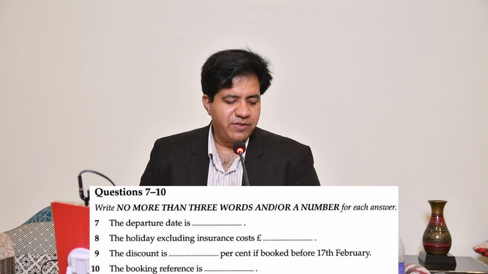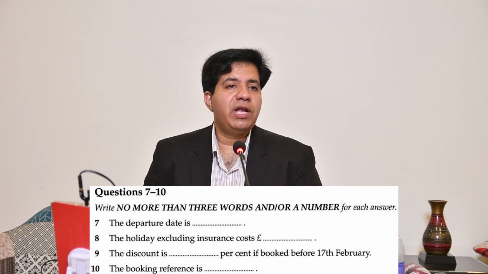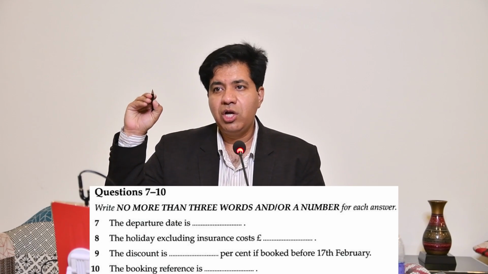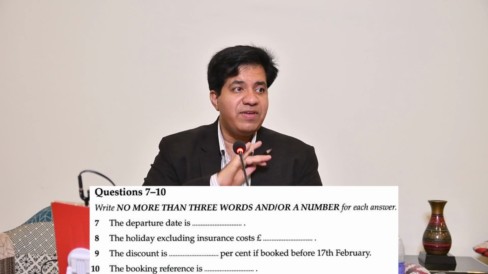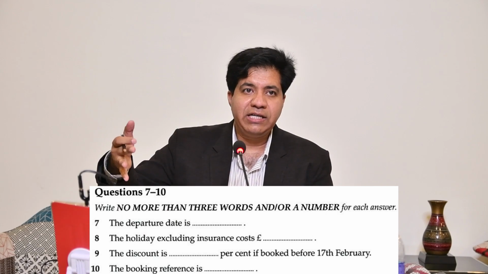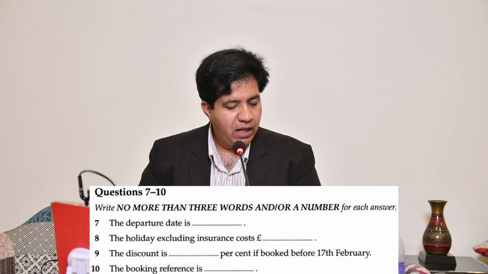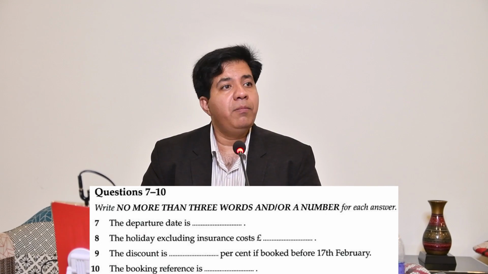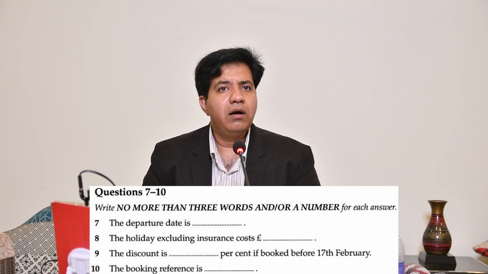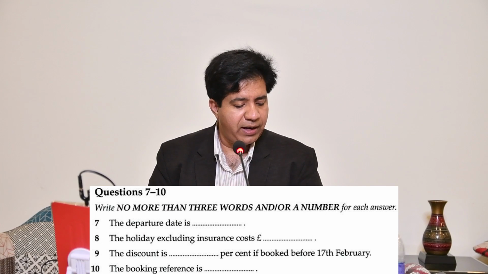All right, question number 7, departure date. 17th March. Now you can write 17th with TH and March, or you can write 17 without TH and March, or you can write March 17. By all means, your answer is correct. And March can be written as the full word March, or you can even write the short form, M-A-R. January, J-A-N, February, F-E-B. So you can do that as well.